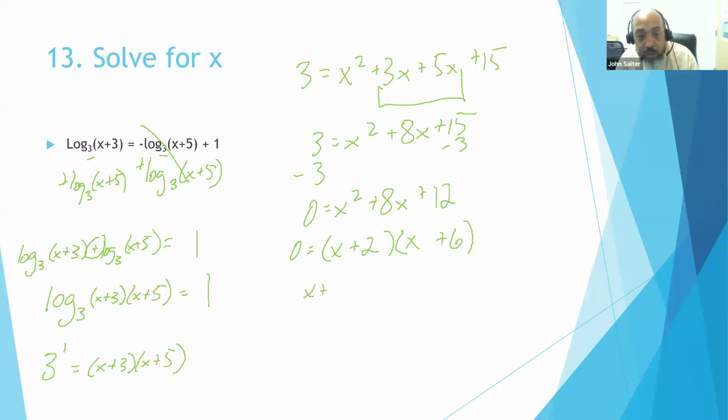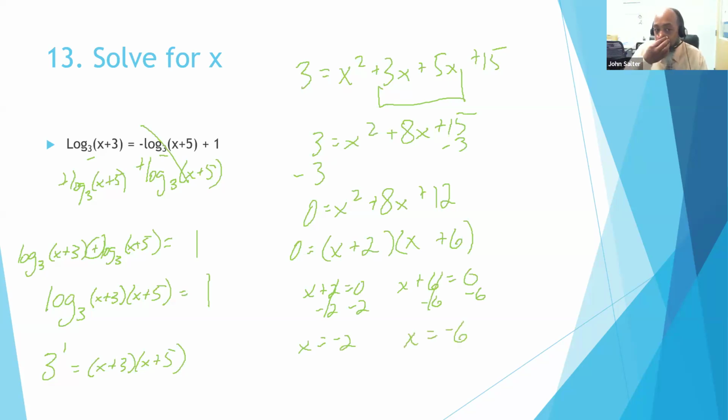Set both of these equal to 0, and I get x equals -2 and x equals -6. Because I'm dealing with logarithms, I have to try these both in my log functions to see if they work. Because remember, logarithms do not exist when the argument is less than or equal to 0. So I need a positive answer. So I'm going to plug these in.